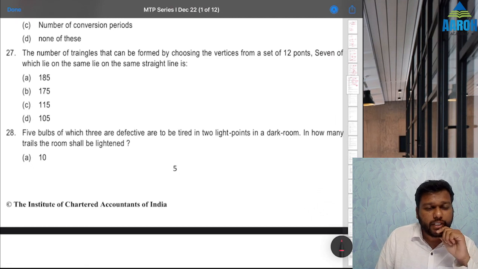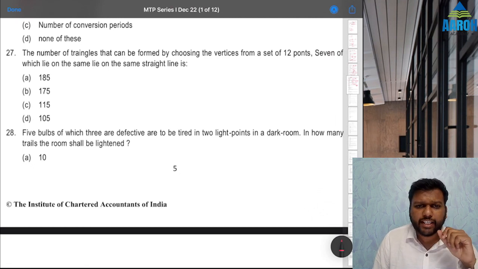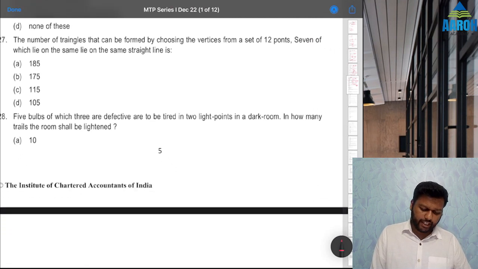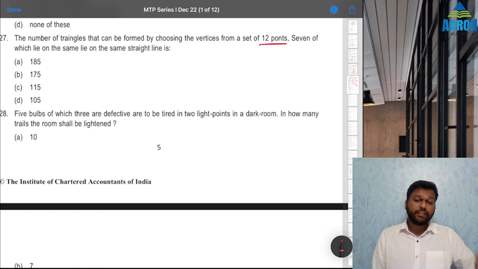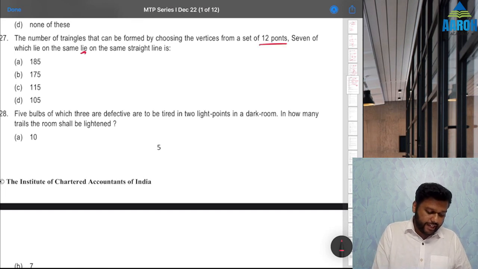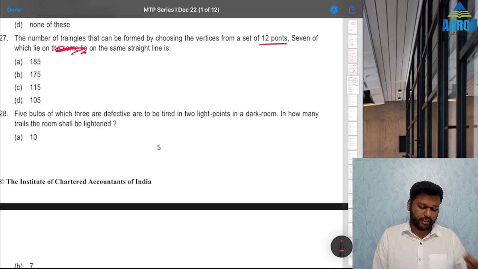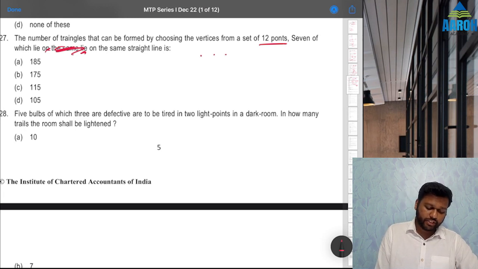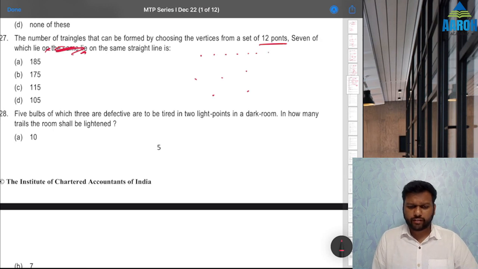Permutations, combinations. Let's do it. The number of triangles that can be formed by choosing the vertices from a set of 12 points, 7 of which lie on the same straight line, fine, is how much? Fine. So 7 points are on the same straight line and 5 points are not collinear, right?